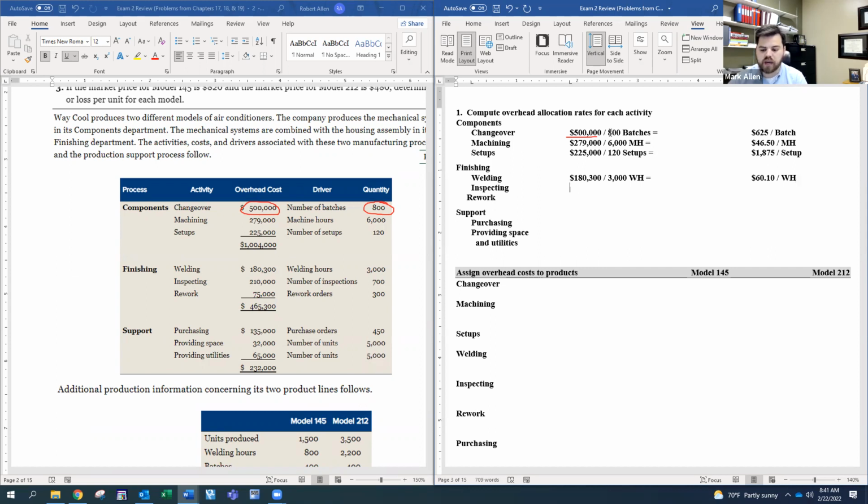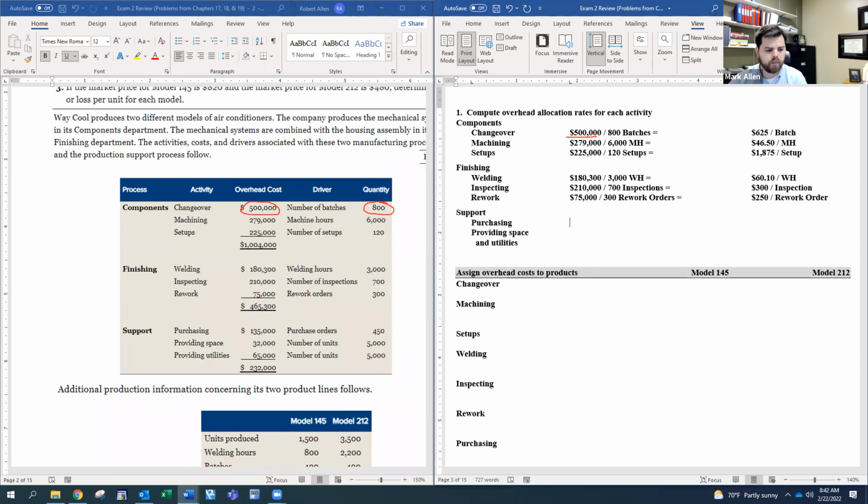Now, with the inspection, we come down, we see here, this is $210,000 divided by, and in this case, we have 700 inspections. And when you do that division, this will come out to be $300 per inspection. Now, with the rework, we're going to continue down, just doing this exactly the same as we did before. So rework, $75,000 divided by the number of rework orders. And when you do that, this is $250 per rework order.